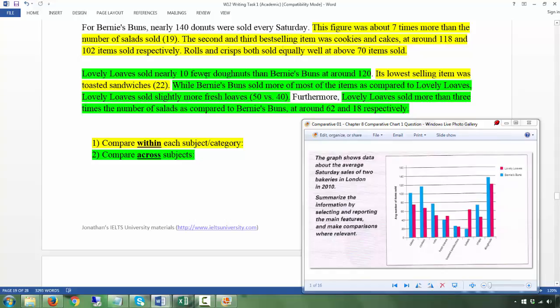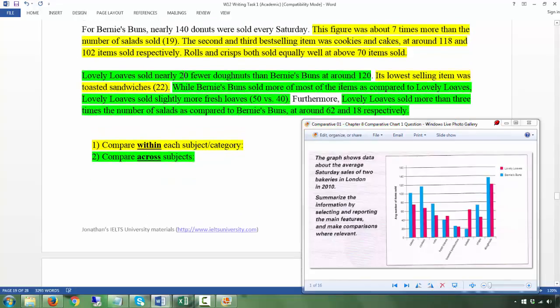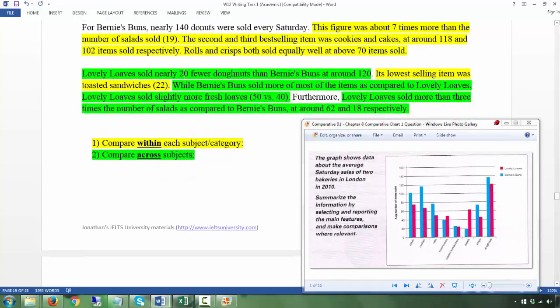Okay, going to the second paragraph, go to Lovely Loaves. Lovely Loaves sold nearly 10 fewer donuts than Bernie's Buns. So now I'm comparing across. This is number one, but do you see that Lovely Loaves sold nearly 10, or it could be slightly more than 10? I would say nearly 20 probably, right? Nearly 20 fewer donuts than Bernie's Buns at around 120. So I'm comparing across.